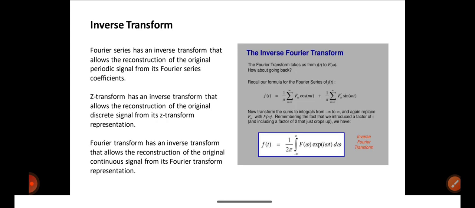Inverse transform. Fourier series has an inverse transform that allows the reconstruction of the original periodic signal from the Fourier series coefficients. Z transform has an inverse transform that allows the reconstruction of the original discrete signal from its Z transformation. Fourier transform has an inverse transform that allows the reconstruction of the original continuous signal from its Fourier transform representation.